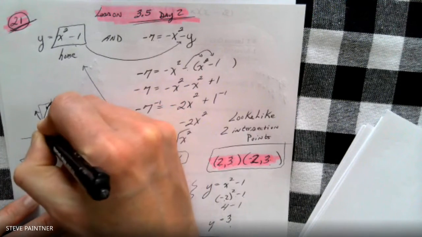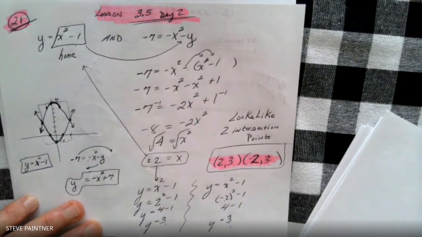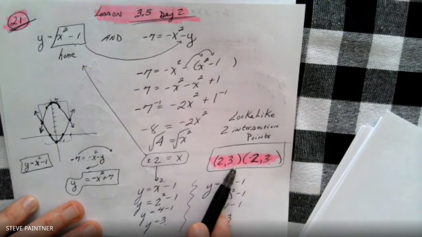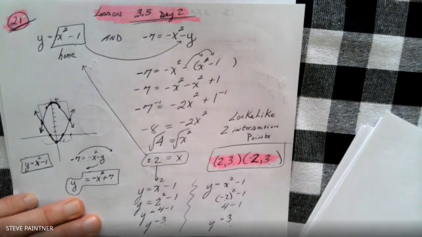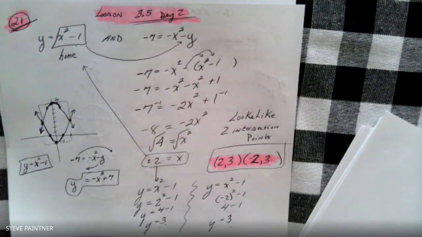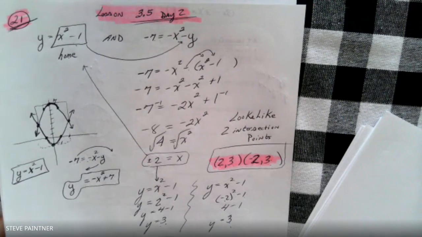And there are the solutions if we were graphing. And those solutions, of course, are (2, 3) and (negative 2, 3). Okay, so just a little quick insight on graphing, how graphing can kind of tell you there's two answers.